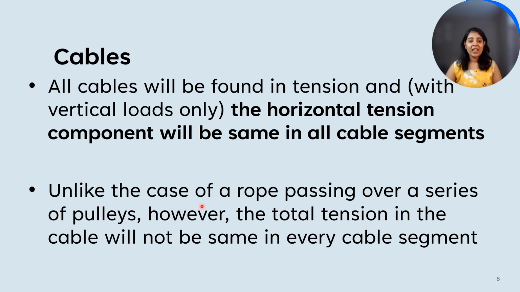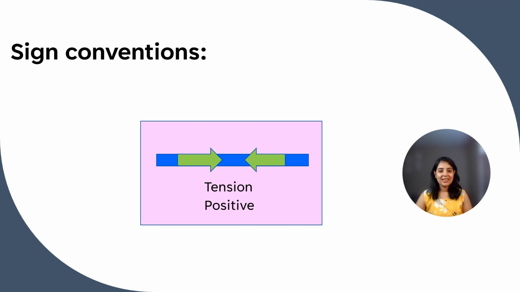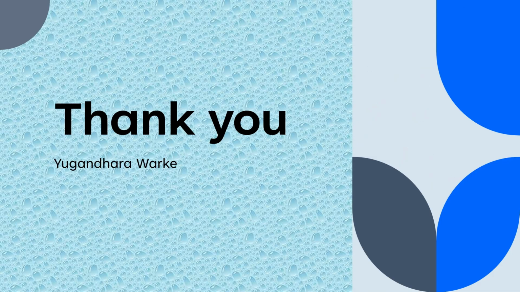Unlike the case of a rope passing over a series of pulleys, however, the total tension in the cable will not be same in every cable segment. Sign convention for tension in the cable is shown like this. The arrows are pointing towards each other. This is positive.